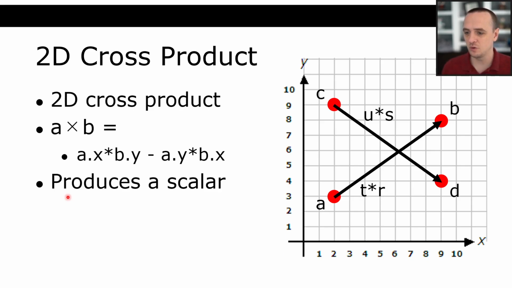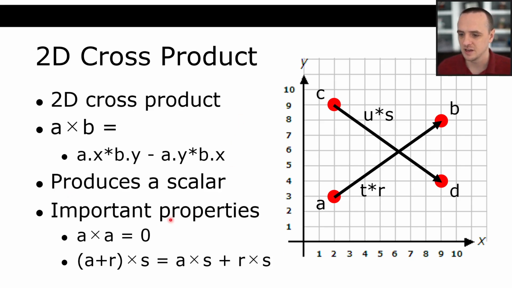And the really cool property that this has is that any vector cross itself is equal to 0. Why? Well, up here you can see that it's the x of A times the y of B minus the y of A times the x of B. But if A and B are the same, then it's x times y minus y times x of the same vector. So it's going to be 0, right?